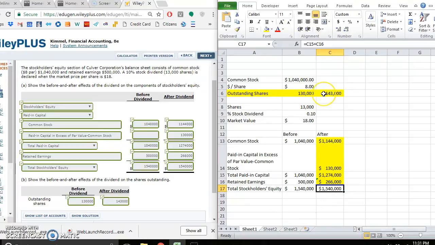And then we have to find our after dividend shares, which is just what we were, this number. We figured it out, remember, by our 1,040,000 divided by 8. We got our 130,000. Now we're going to add our new shares, and we get 143,000.